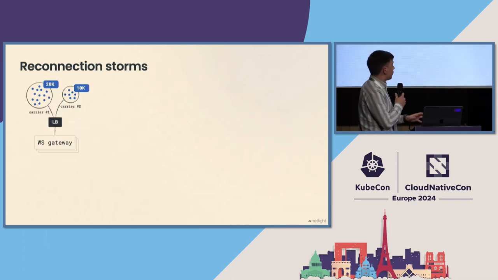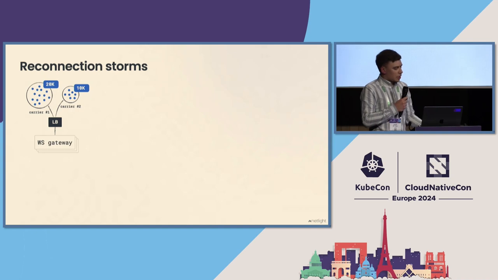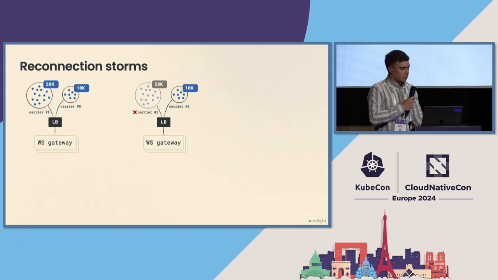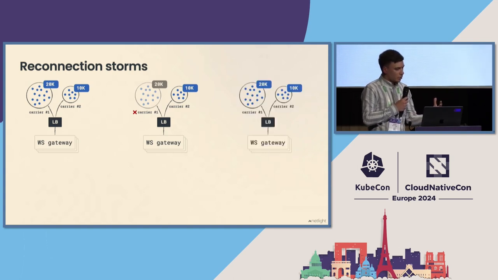The second problem has to do with something I'd call a reconnection storm. I mentioned earlier that stations are connected to the internet via mobile carriers. So let's consider a situation where some stations on the left are connected via carrier number one, and some stations, or 10,000 stations, are connected via carrier number two. If carrier number one has an issue, an outage, maybe a regional outage, all of those stations will lose the connection all at once. Then they will try to connect all at once as well, as soon as the issue with the network carrier is resolved.